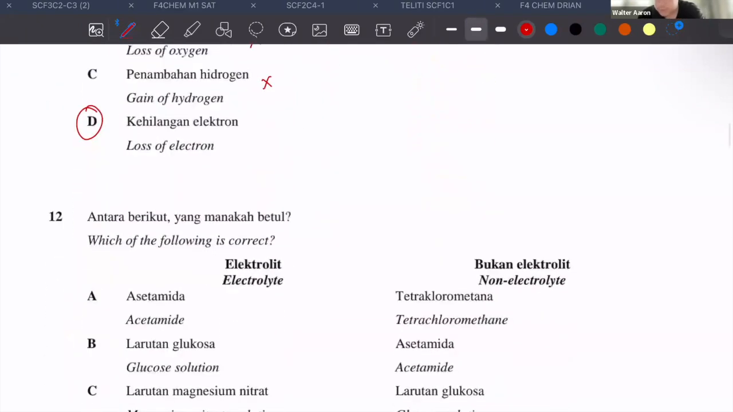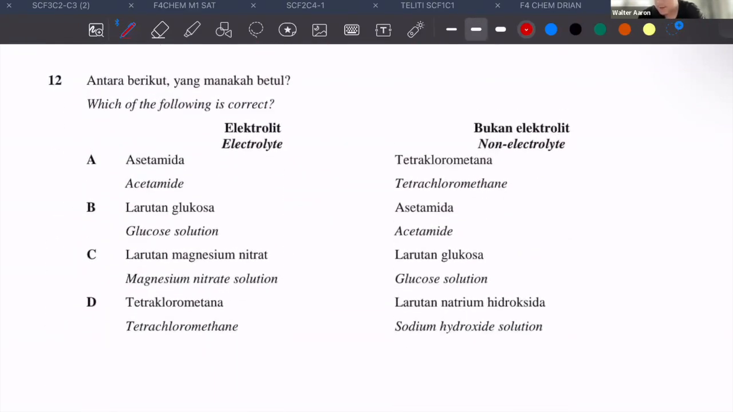12. Which of the following is correct? Electrolyte and non-electrolyte. Usually electrolytes are substances that can conduct electricity. Those are what we call electrolytes, and non-electrolytes cannot conduct electricity.